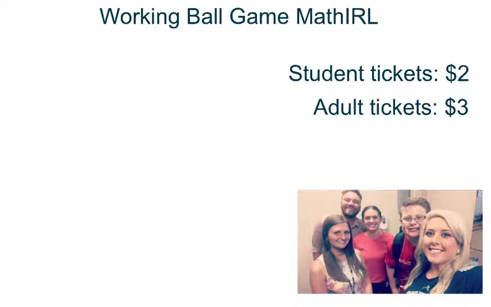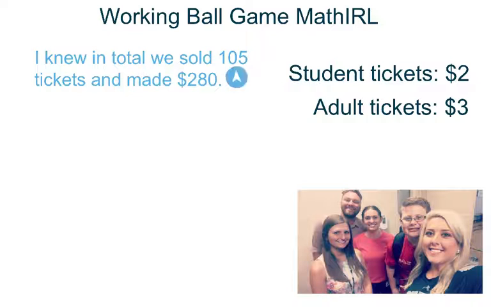Now, we'd not kept track of that. I didn't keep track of how many student tickets I sold and how many adult tickets I sold. All that I had was the total number of tickets sold altogether, and I knew how much money we made in the night. I knew in total we sold 105 tickets. I didn't know how many student tickets, how many adult tickets, but I knew that the combined total was 105. I also knew we made $280.